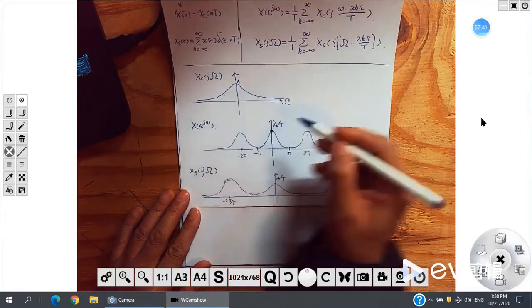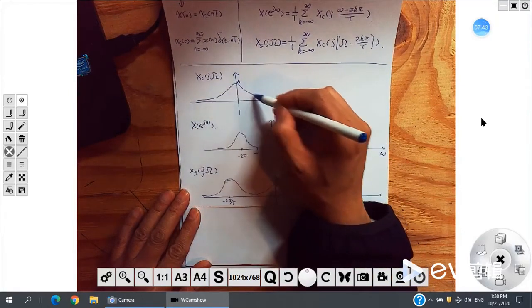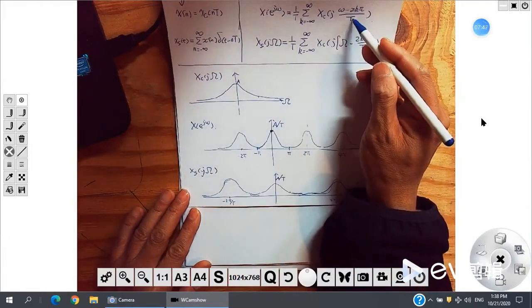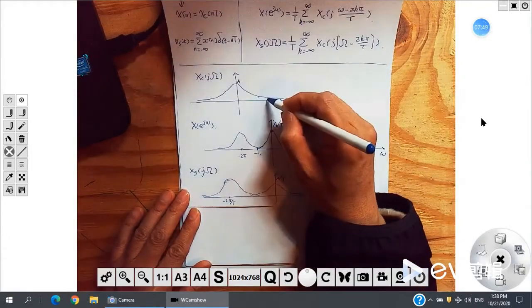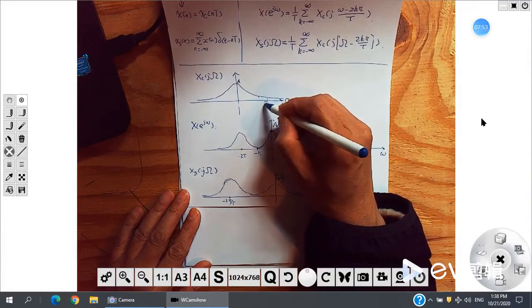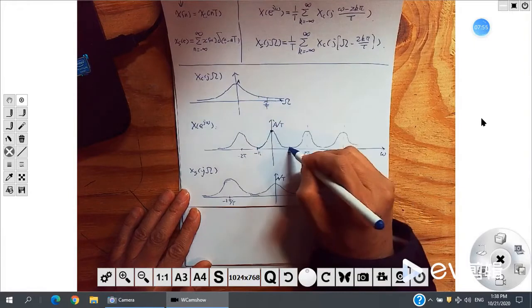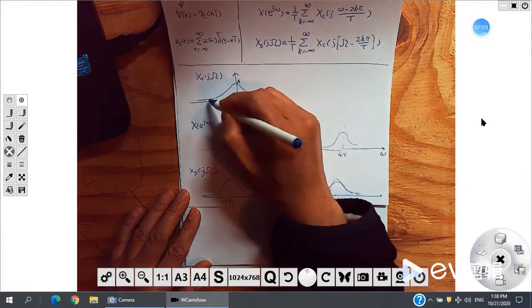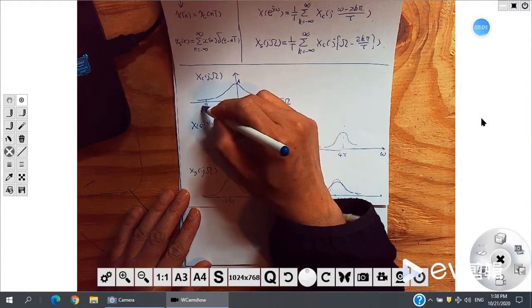Which part? You see this one. So which part will go to here? It's scaled by T. So that means this place, here's a pi over T. This point will go to here. You times T, you will go to here. And here is also another side, negative pi over T.